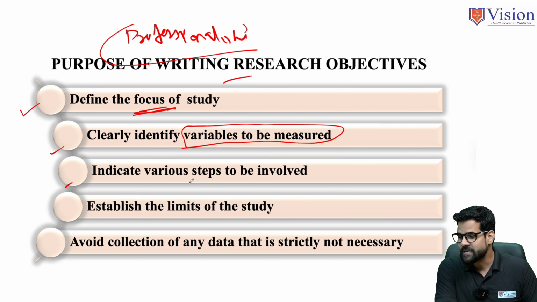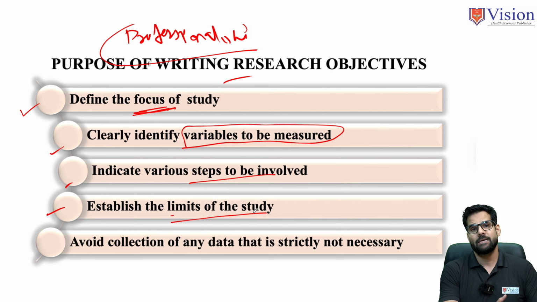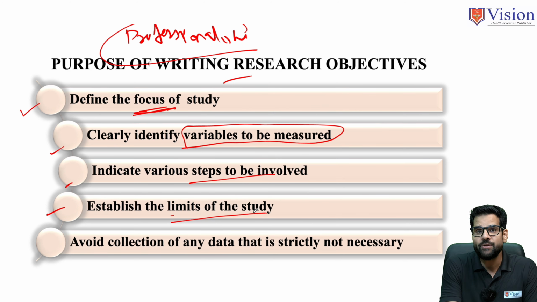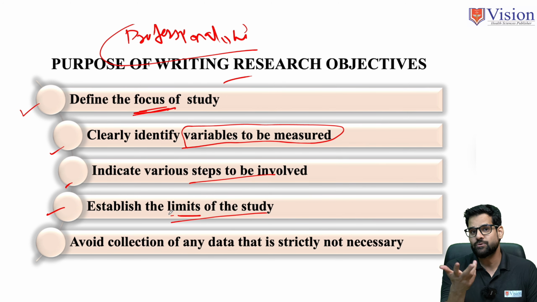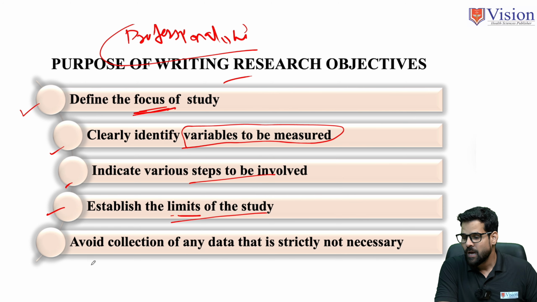It indicates the various steps to be involved, how to do that. Establish and limit the study. Yes, because whenever you start a research inquiry, you have to limit your inquiry by putting certain boundaries, and your objectives will help you put that boundary very clearly, because objectives will tell you what you actually need to attain by the end of this research. So for that reason it will make you limited. It will tell you what exactly you need to do and what you can avoid. Avoid collection of any data that is not necessary.